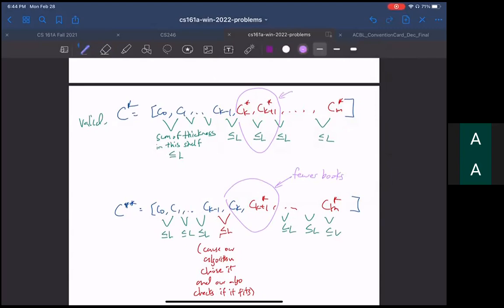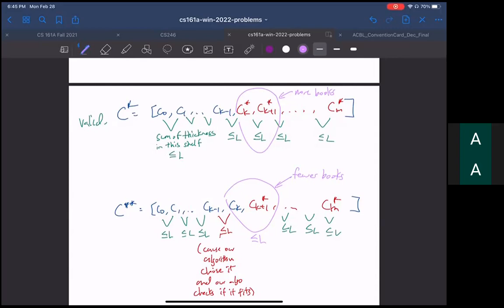Now if that was true, then it's easy, right? Because if this top one has more books, and if you added up the lengths of all the books on that shelf, and that's less than or equal to L, then this one must be less than or equal to L too, because it has fewer books. So let's think about why the bottom one has fewer books. How is CK chosen? Our algorithm always tried to pack as many books as possible into the previous shelf.